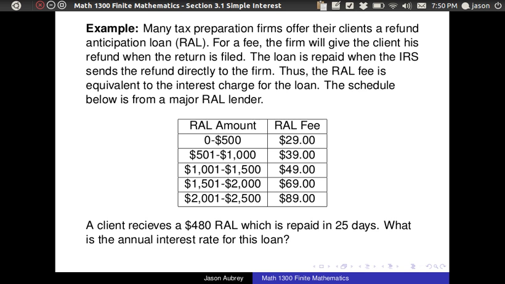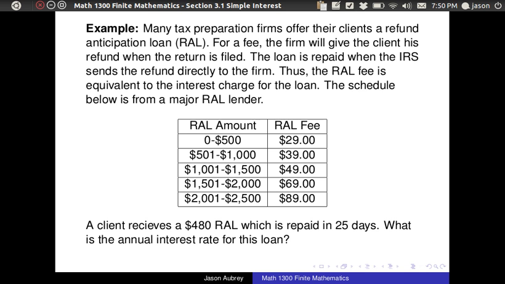Okay, so let's say they do your taxes. You're going to get a refund of $480, and you want it now. You don't know when the IRS is going to give you your refund. It might be soon, might be later, but you want your money now, so you take a refund anticipation loan. Okay, now that fee, you can see from the fee schedule there, is going to be $29. Seems pretty reasonable, all right?